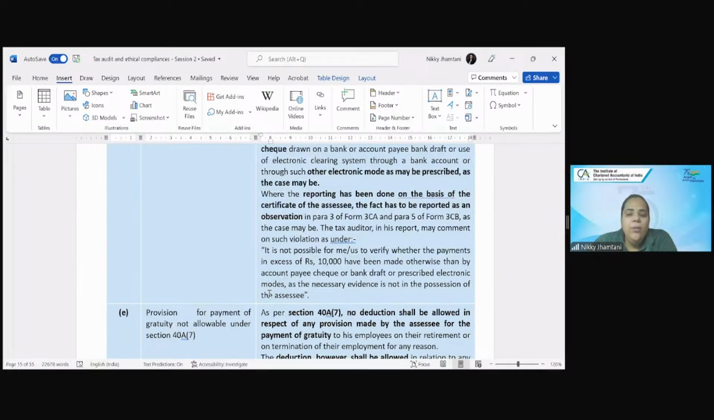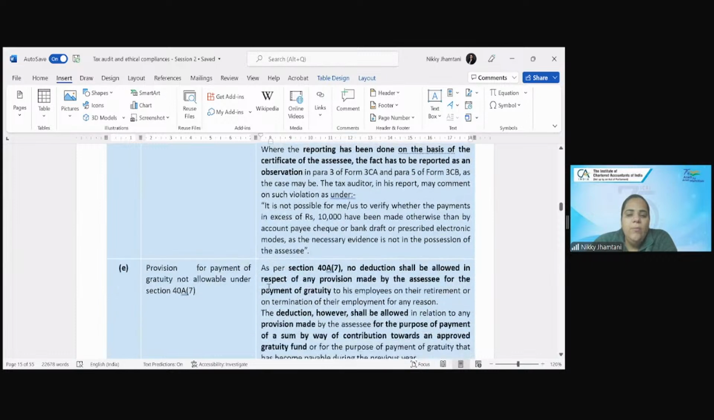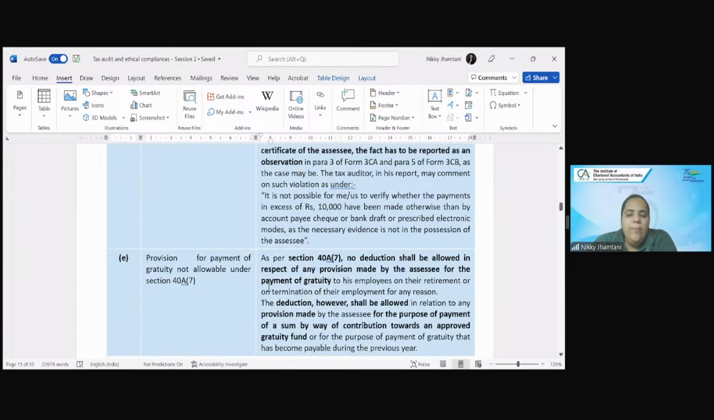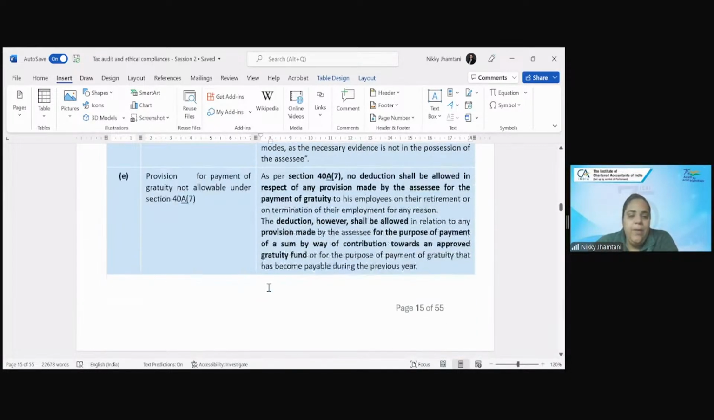The tax auditor in his report may comment on such violation as under: It is not possible for me or us to verify whether the payments in excess of 10,000 have been made otherwise than by an account payee cheque, bank draft, or electronic mode, as the necessary evidence is not in possession of the assessee. Then, provision for payment of gratuity not allowable under section 40A(7).